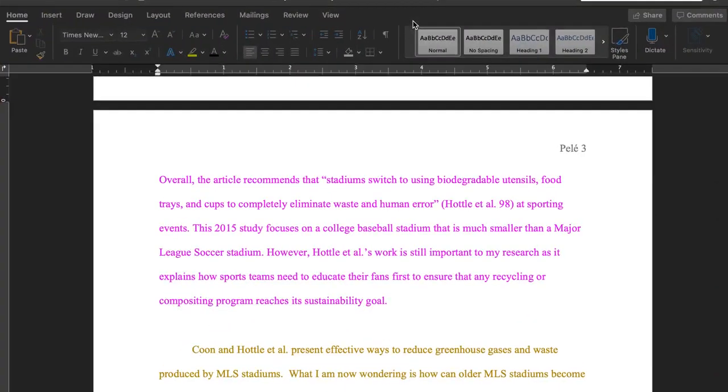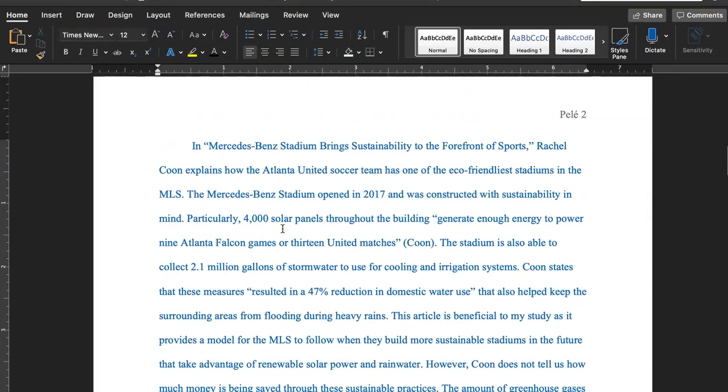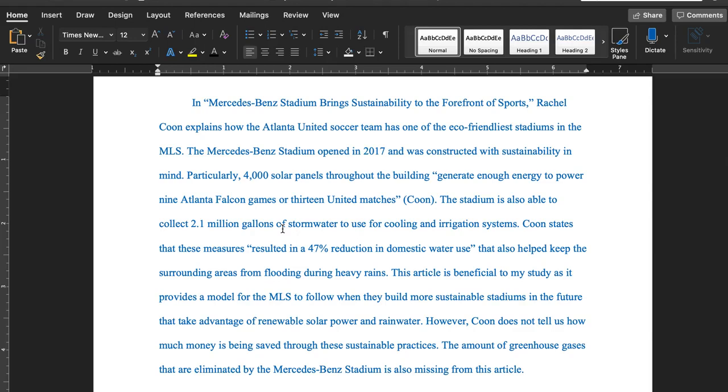Well, you can take a look at the sample essay here. For instance, right, I note what's the article's name, who's the author, and explain how the Atlanta United soccer team has one of the eco-friendliest stadiums in the MLS. So 1 sentence, short and sweet. I've told the reader in my topic sentence what this whole paragraph is going to be about, right? Same thing you should follow.